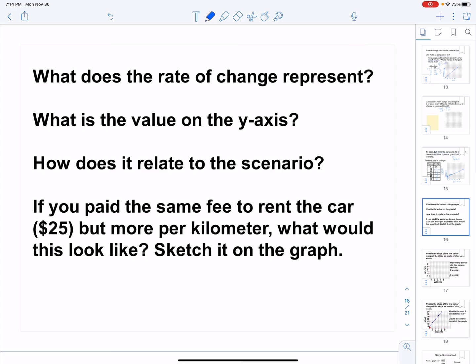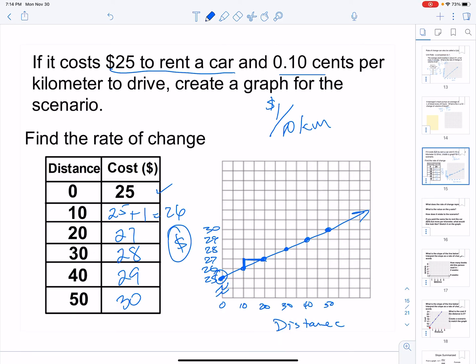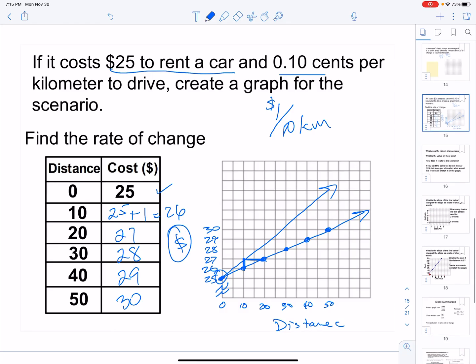And then last question, if you paid the same fee to rent the car, $25, but you had to pay more per kilometer, how would that change the graph? What would that do? Well, hopefully you realize that if I'm paying more per kilometer, it's going to increase my graph and make it go up higher and faster, because my price is going to increase. Okay, so that's what we're talking about with all of this.